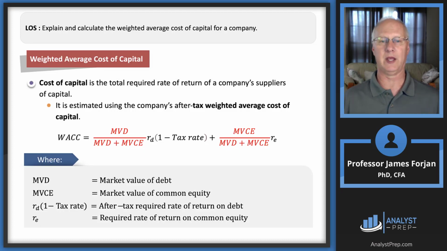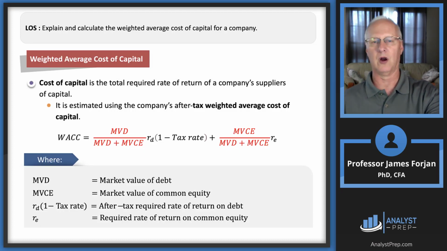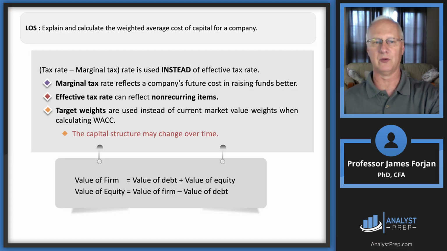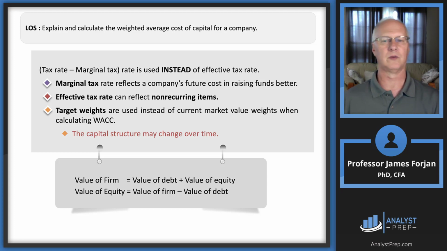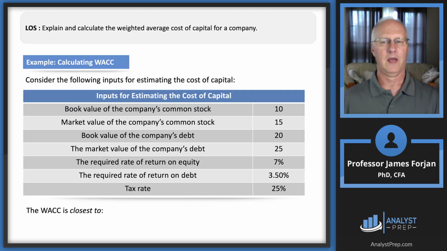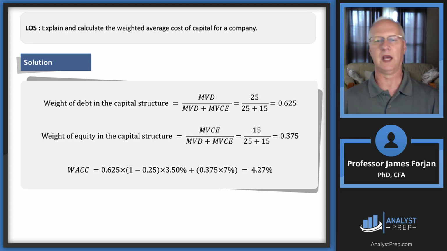So what did I say back here? In those capital structure weights, those are market values, but sometimes target weights are different than those market value weights. So make sure you use the target weights. And that's what this example does here. It gives you book value and it gives you market value. So ignore book value and you put all those things together and you can do the math there quickly. You get 4.27%.